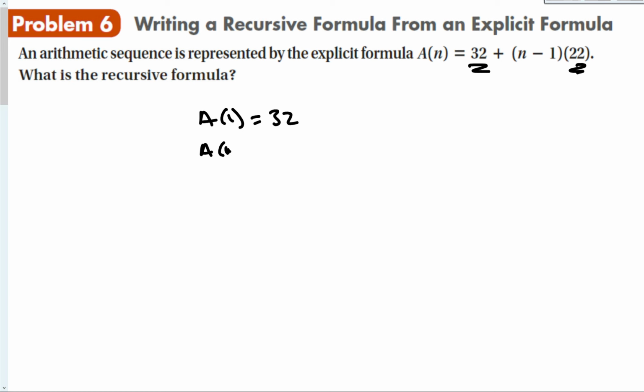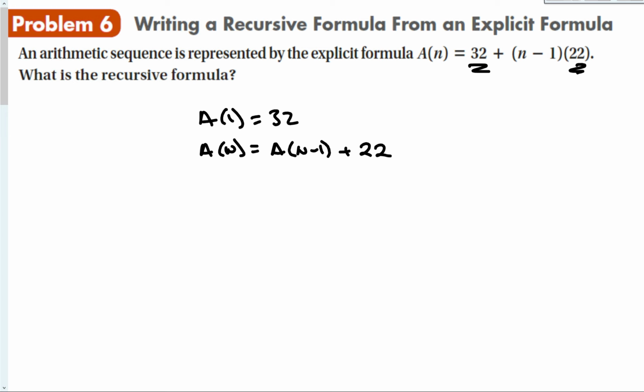So a of n is going to be equal to the previous term, sorry, a of n minus 1 plus 22. And that's my recursive formula.